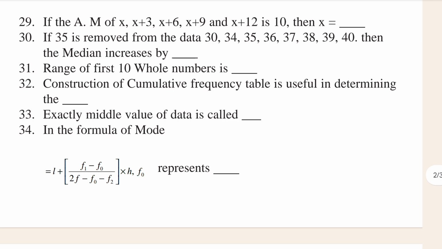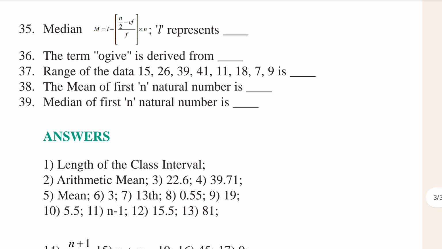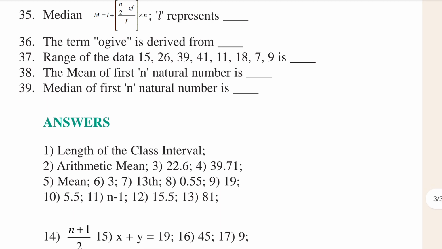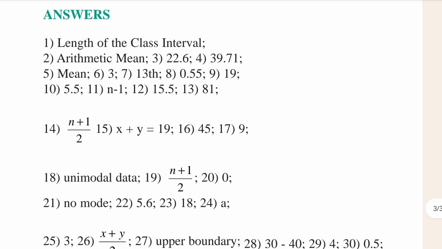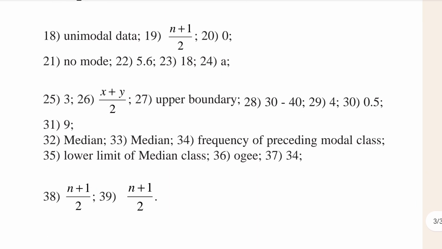Then 29 to 34. Okay, so I will show you the answer sheet also, so don't be confused in this one. Make sure that is clear for you. Well, if it is clear for you, then see this 35 to 39. Is it right? Okay, then see the answer sheet also. 18 to 38, this is the answer sheet here.